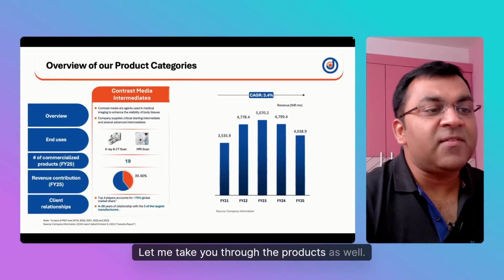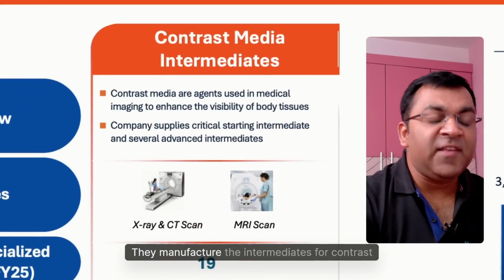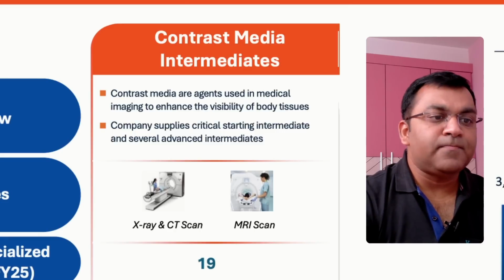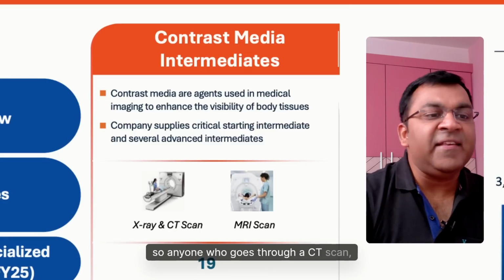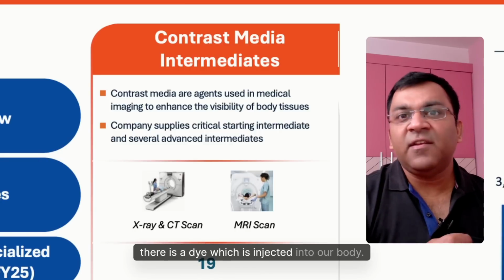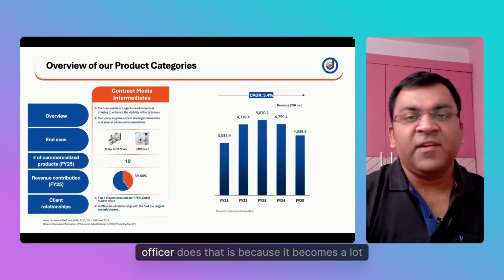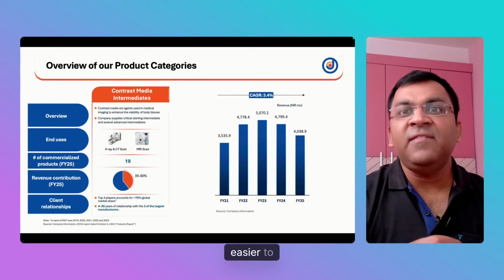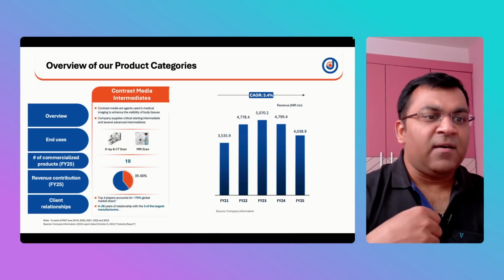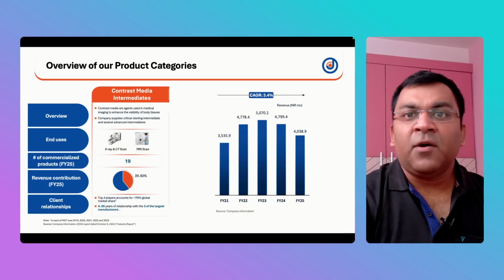Let me take you through the products as well. The first business segment is contrast media. They manufacture the intermediates for contrast media. What is contrast media? Well, anyone who goes through a CT scan, an MRI scan, etc., there is a dye which is injected into our bodies. The reason why the medical officer does that is because it becomes a lot easier to scan the body if you have that dye moving around here and there. The image comes out pretty good. And that's what contrast media is.